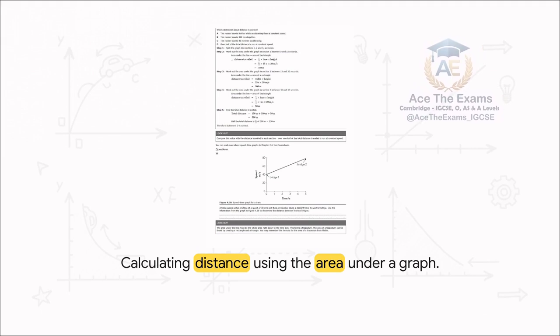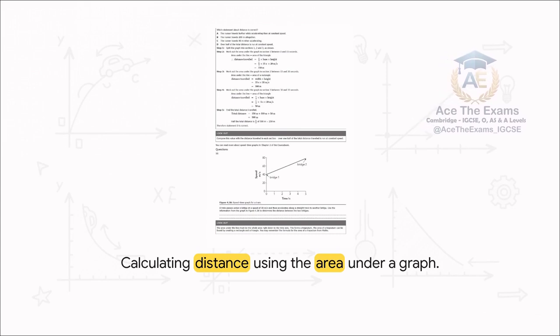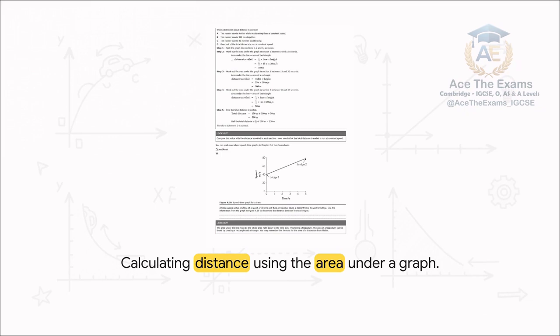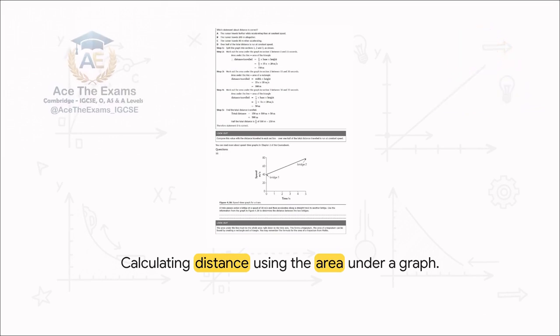First, we find the area of the first accelerating triangle, which gives us 150 meters. Then we calculate the area of the constant speed rectangle in the middle, which is 300 meters. Finally, we calculate the area of the decelerating triangle at the end, which is 50 meters. Add them all together, 150 plus 300 plus 50, and we can confidently state the runner traveled exactly 500 meters. Showing this geometric breakdown is exactly how you secure maximum marks.